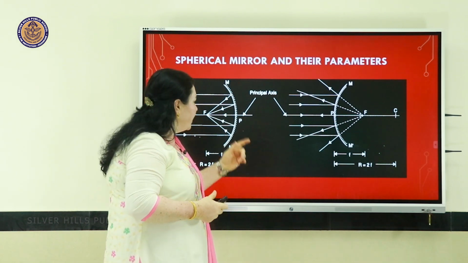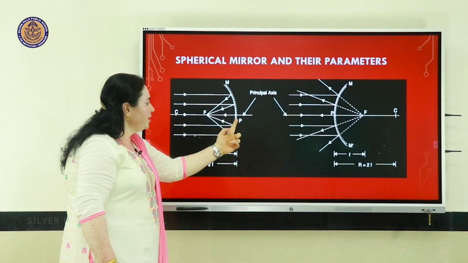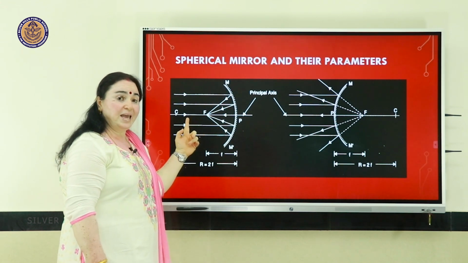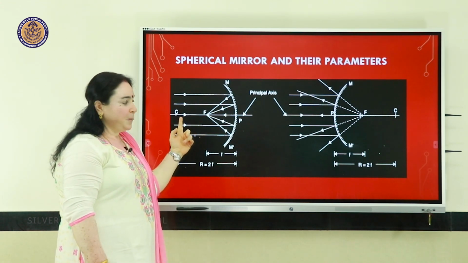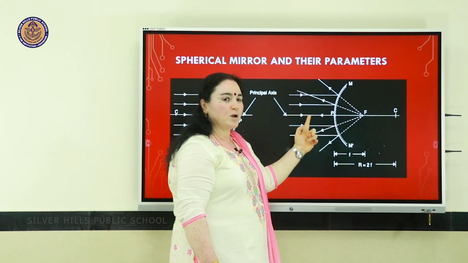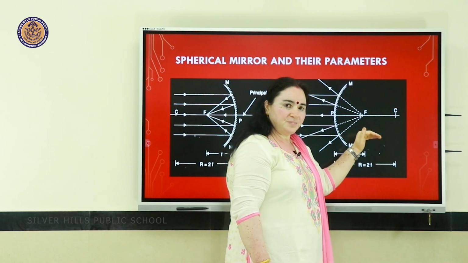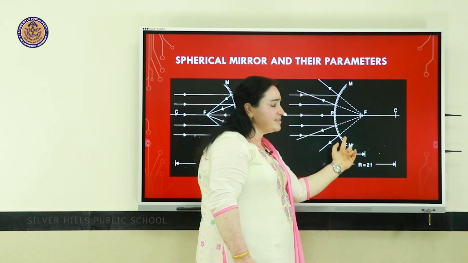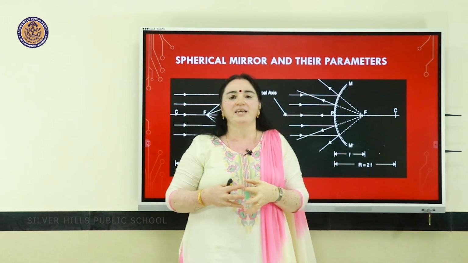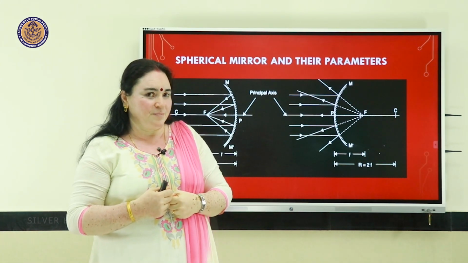Check it once again. In this case, the concave mirror, you are having the focal point lying ahead of the mirror. Whereas in a convex mirror, you find that the focal point is lying within the mirror, inside the mirror. And it appears as if the parallel rays of light after reflection were coming from the focus.